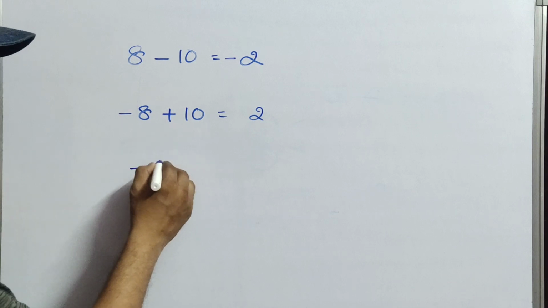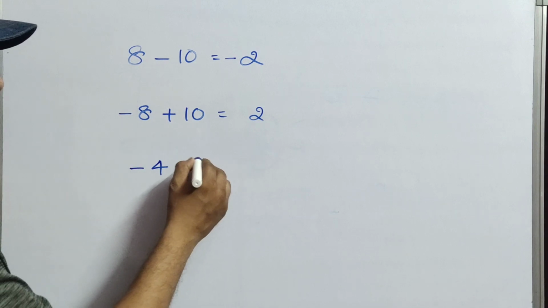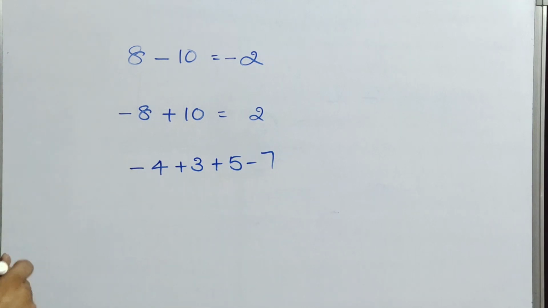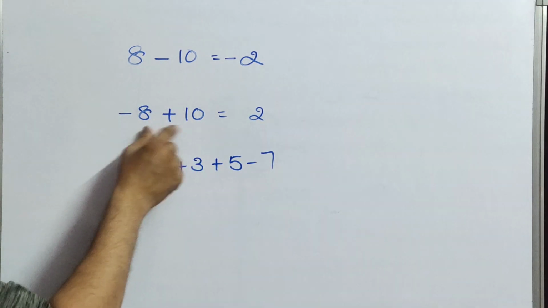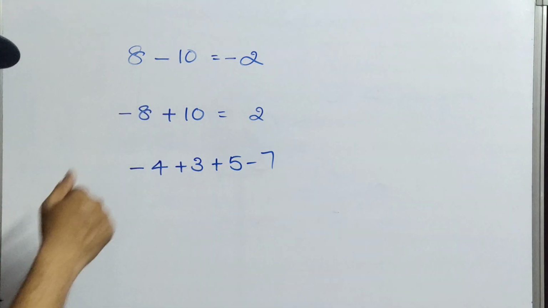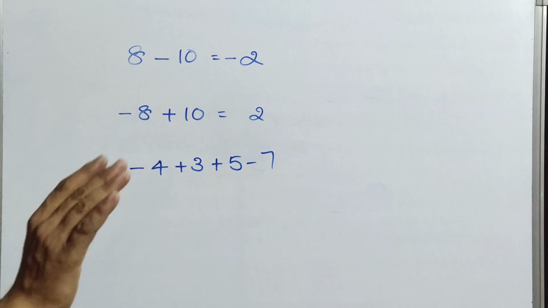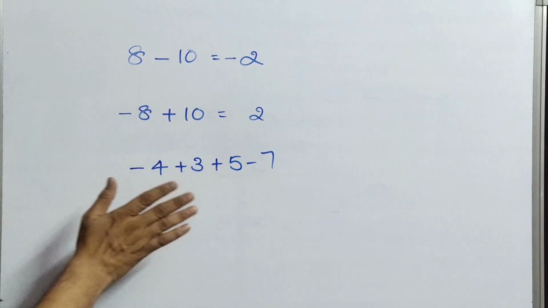Suppose you get a doubt, sir: minus 4 plus 3 plus 5 minus 7. So like this, you told up to now two numbers. Now the question is given with 4 or more than 4 numbers, then what to do? This also we have a solution.